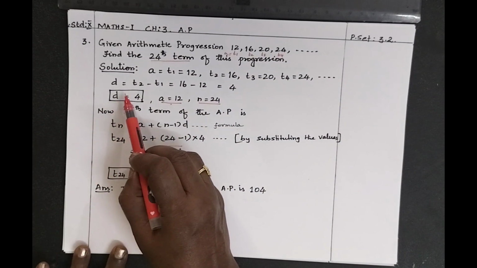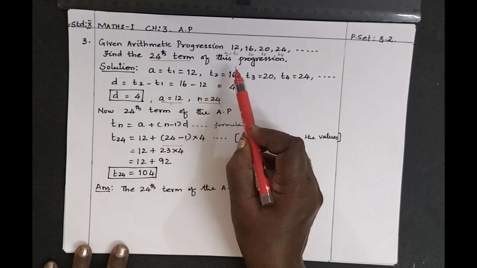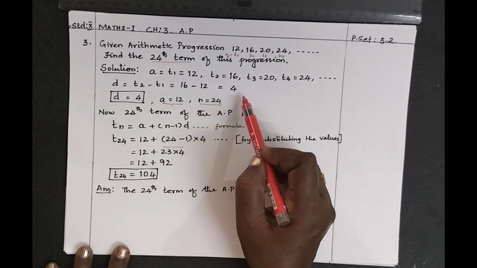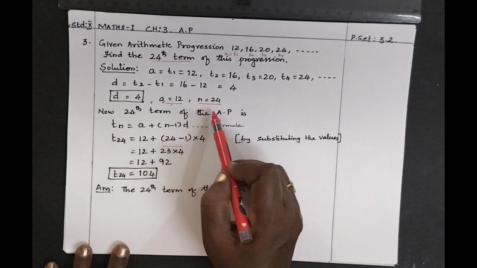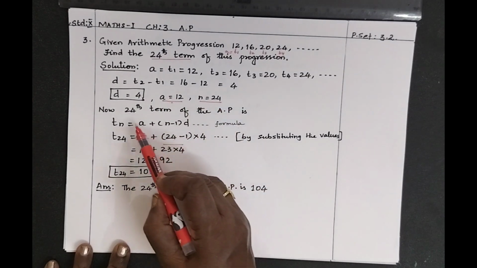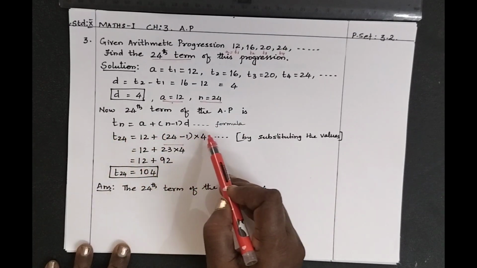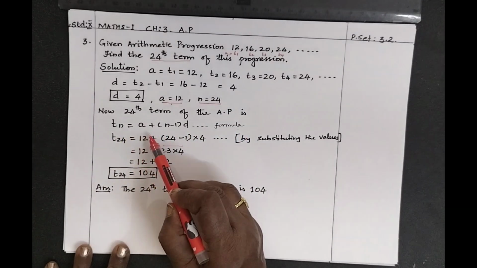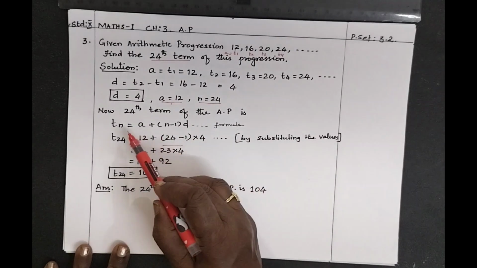Now write the d formula. D is equal to T2 minus T1, that is 16 minus 12, which is equal to 4. Therefore d is 4, a is 12, n is 24. Now the 24th term of the AP: let us write the nth term formula first. Tn equals a plus (n minus 1) into d. Now substitute the values. N is 24.